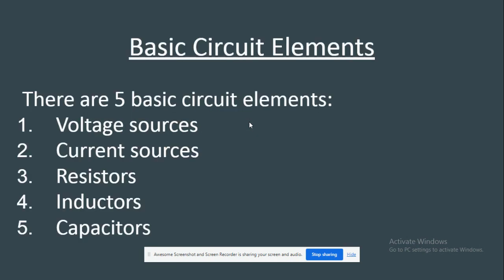So these are some of the basic circuit elements. There are five basic circuit elements: voltage source, current source, resistors, inductors, and capacitors. Basically, there are two types of circuits. One is the first order circuits, and the second is the second order circuits. A first order circuit has only one energy storing element, which is an inductor or a capacitor. And the second type has two energy storing elements, having both an inductor and a capacitor in a single circuit.